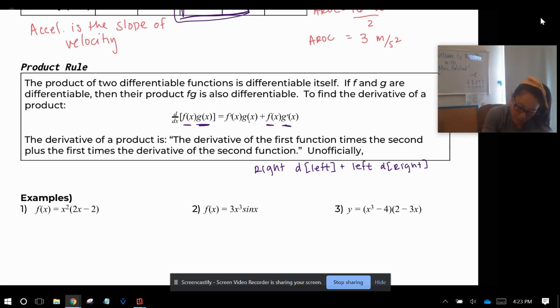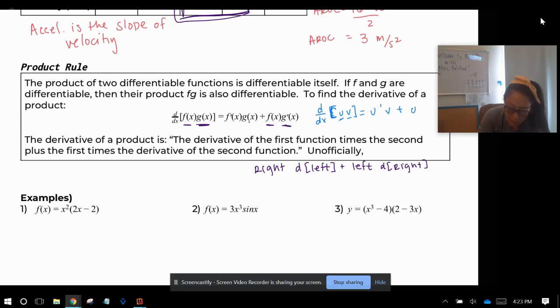Another way to remember this, I like to see this as if I have the derivative of u times v, that's just a bracket, u times v, and u is one function and v is another, I just take the derivative of u times plain v plus u, plain u, times the derivative of v. Okay? All right, so we're going to practice here.